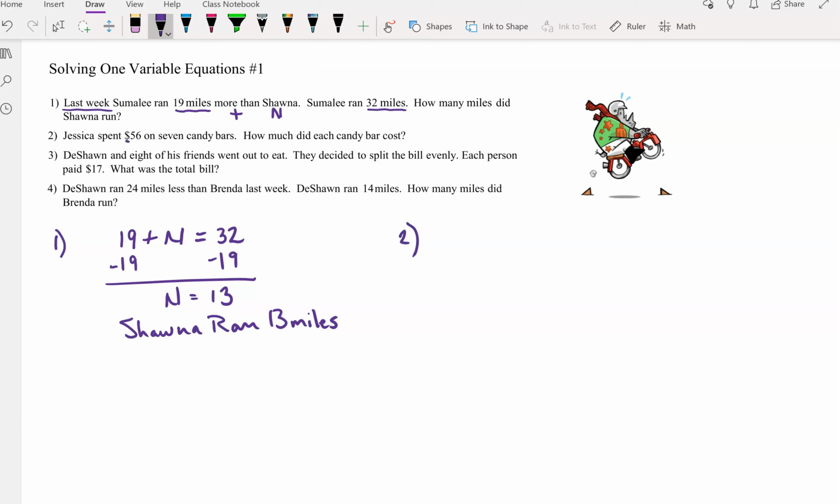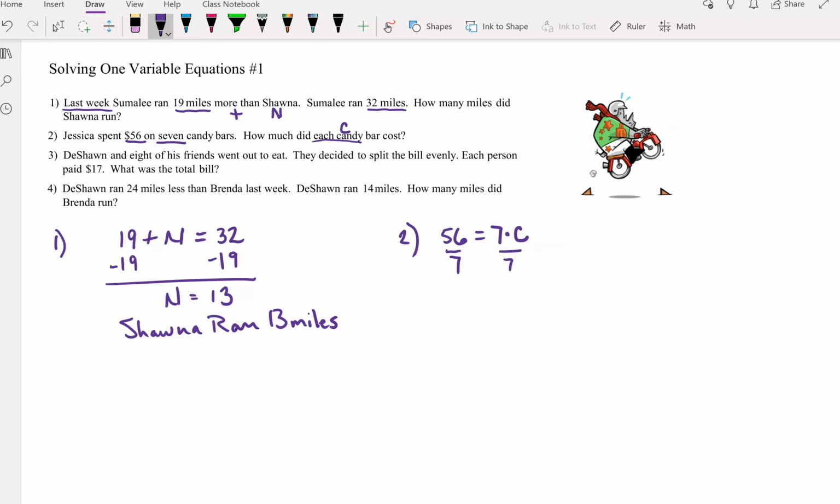Jessica spent $56 on 7 candy bars. How much did each candy bar cost? Well, let's use C to represent the cost of one candy bar. And if we've spent $56 and there were 7 candy bars, and C is going to represent our cost of a candy bar, we'll just multiply that times C. And that's how we set up an equation that might help us to solve algebraically for that sentence. We're going to divide both sides by 7.